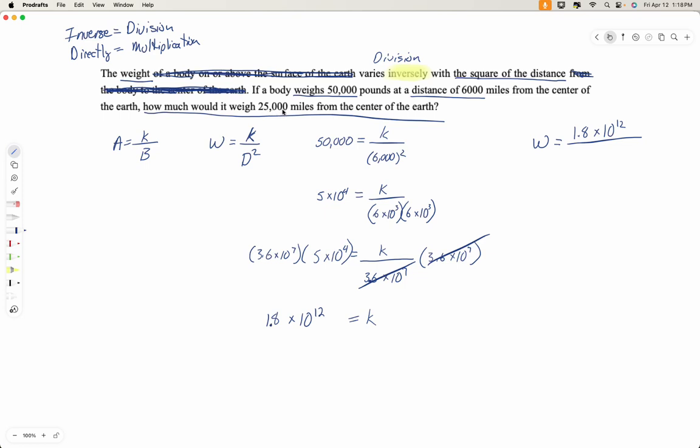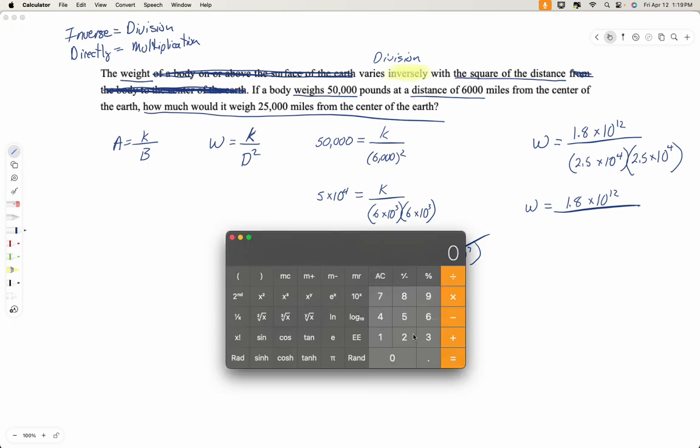And our distance is 25,000 miles. Well, I'm going to go ahead and take 25,000 and put it in scientific notation. That'll be 2.5 times 10, and that's 1, 2, 3, 4 to the fourth power. Since it's squared, I'm just going to write it again, because that's easier than dealing with the exponent. Now I'm going to do this multiplication. So the weight is equal to 1.8 times 10 to the 12th power over 2.5 times 2.5. Pull up my calculator, figure that out. 2.5 times 2.5 is 6.25, all right?